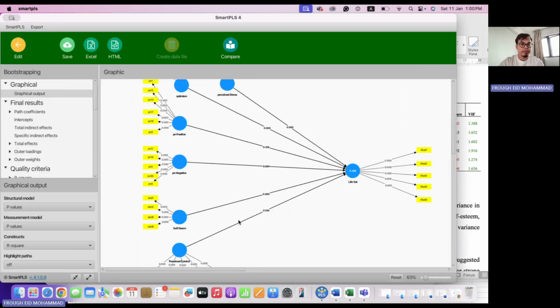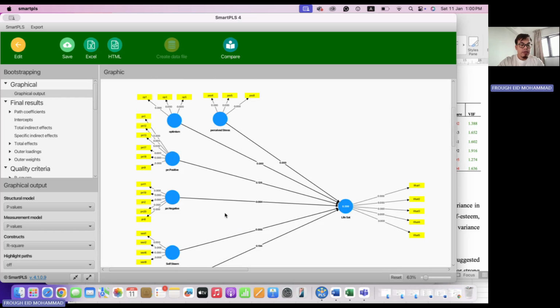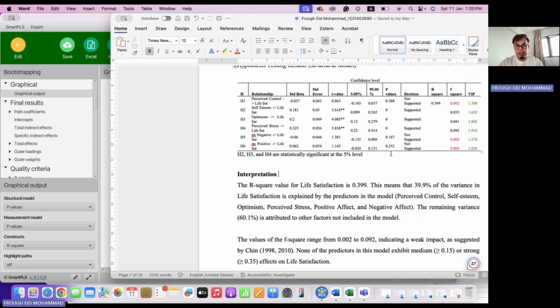Yeah, here. So to run with this one, the first thing, what values I need here is the confidence level and the standard error or t value, the p value, and finally to get the decision, either they are supported or they are rejected.